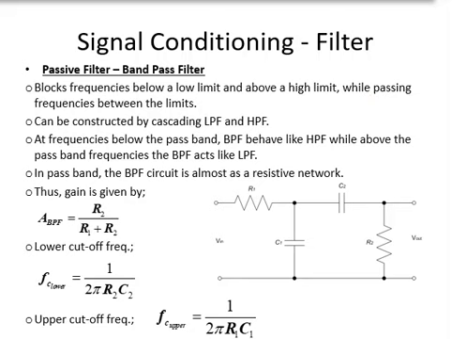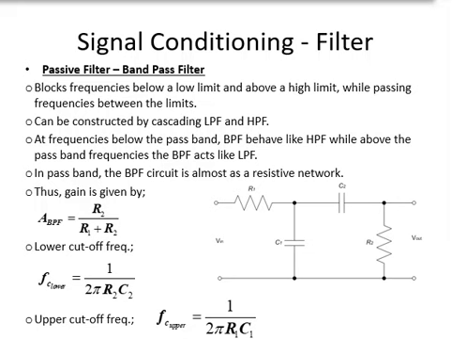Passive filter, band-pass filter. It blocks frequencies below a low limit and above a high limit, while passing frequencies between the limits. It can be constructed by cascading a low-pass filter and a high-pass filter. At frequencies below the pass band, the band-pass filter behaves like a high-pass filter, while above the pass band, the band-pass filter acts like a low-pass filter.